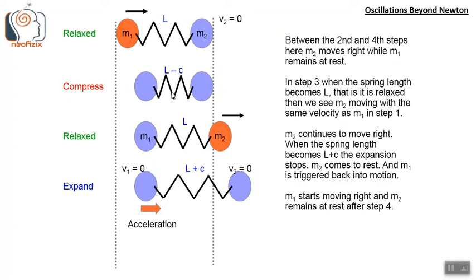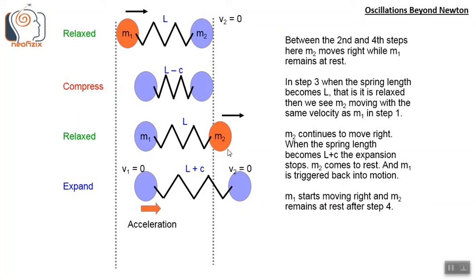Between the second and the fourth steps here, m2 moves right while m1 remains at rest. So in the first step m1 was moving. In the second step m1 comes to rest and m2 is triggered into motion, and in the second, third and fourth steps we see m2 moving.